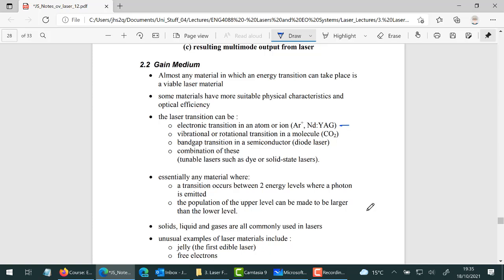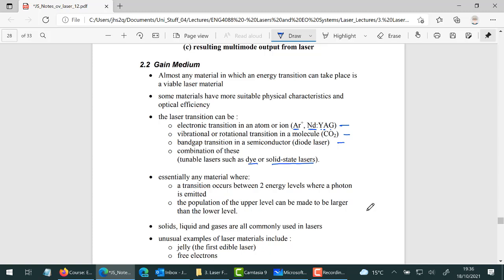So in argon ion lasers, this is a gas laser, and neodymium doped yttrium aluminium garnet, which is a solid laser. You can have vibrational or rotational transitions in CO2 lasers, gas laser, of course, band gap transitions in semiconductors for diode lasers, or a combination of these, so you can get tunable lasers where you can change the wavelength over a wide range using dye or solid state lasers.